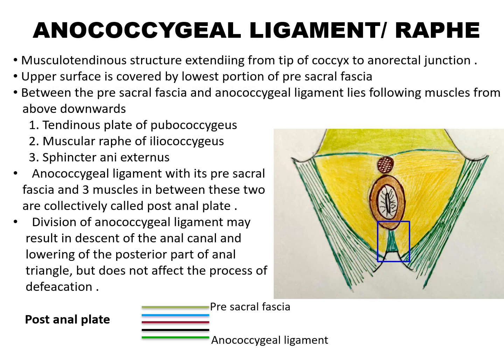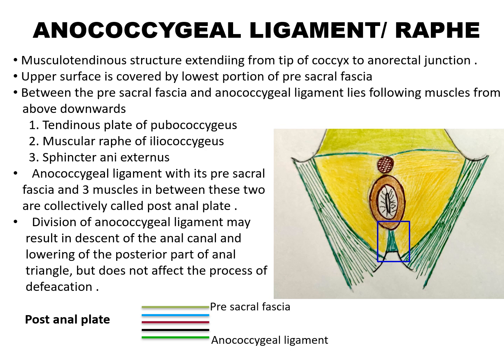The anococcygeal ligament or raphe. It is nothing but the musculotendinous structure extending from the tip of the coccyx to the anorectal junction. The upper surface of this ligament or raphe is covered by the lowest portion of the presacral fascia. Between the presacral fascia and the anococcygeal ligament lie the following muscles from above downwards. The first is the tendinous plate of the pubococcygeus.